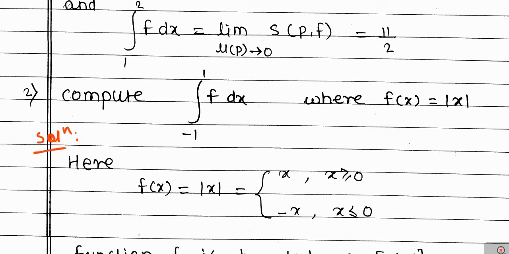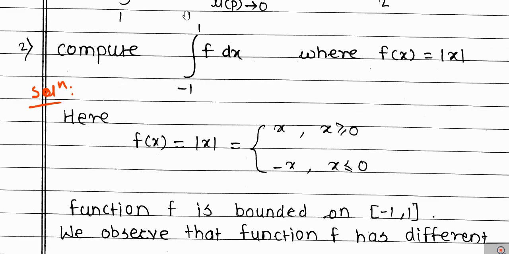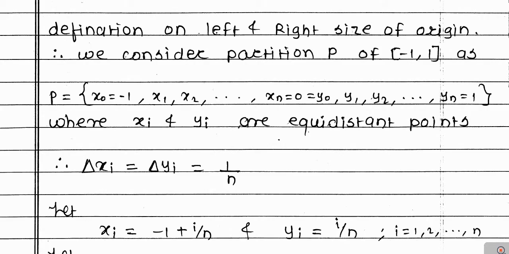So it is equal to x whenever x is greater than or equal to 0, and it is equal to minus x whenever x is less than or equal to 0. So obviously this function f is bounded on the closed interval minus 1 to 1, as the interval is finite, therefore it is bounded here. Next, we observe that the function f has different definitions to the left and right side of the origin.